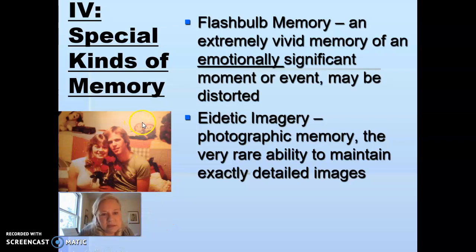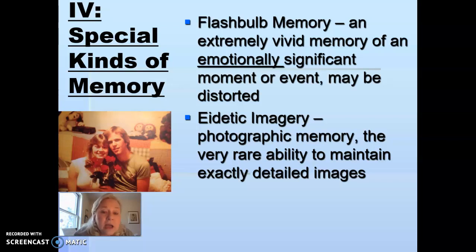So you can still see Raggedy Ann and Andy, and I have Snoopy. At any rate, that is a flashbulb memory. Many people have flashbulb memories of certain really highly significant events in their life. Some people have something called eidetic imagery. This is a photographic memory, and this is a very rare ability to maintain exactly detailed images.